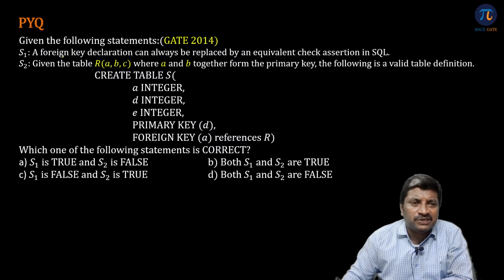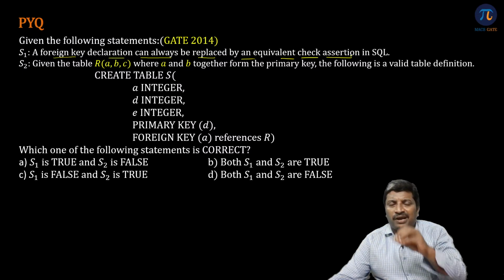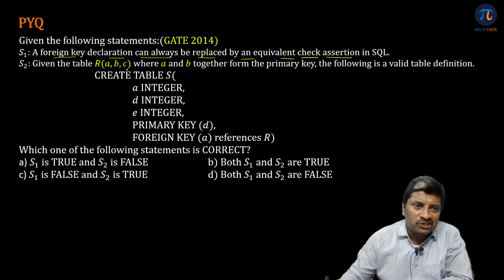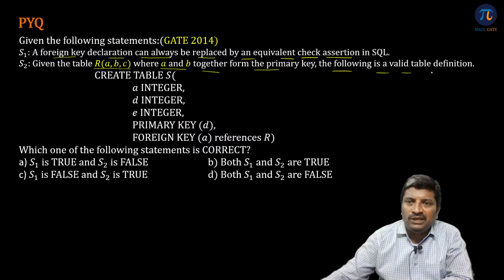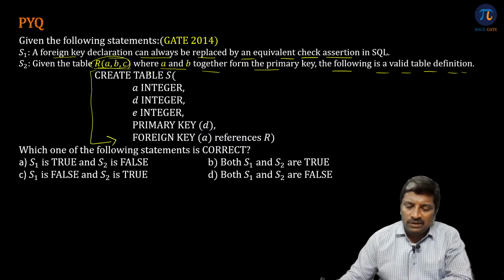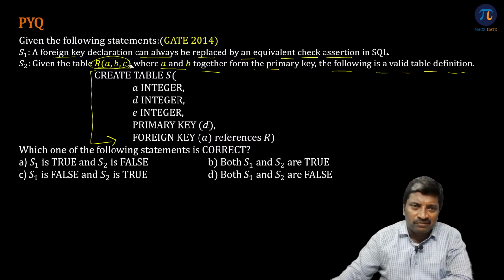Consider the following statements. A foreign key declaration can always be replaced by an equivalent check assertion. So instead of specifying some attribute as a foreign key, can we use check constraint? That is the first one. The next one, given the table R of ABC, where A and B together form the primary key, the following is a valid table definition. So this is one more table in which we are using the table R ABC. We want to verify whether these statements are true or not. Just go through the statements, sir. We discuss it.